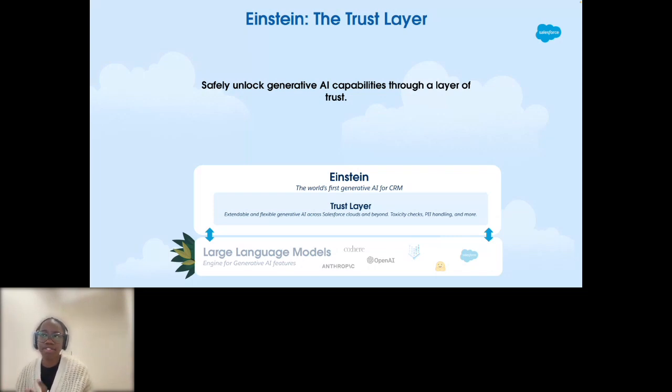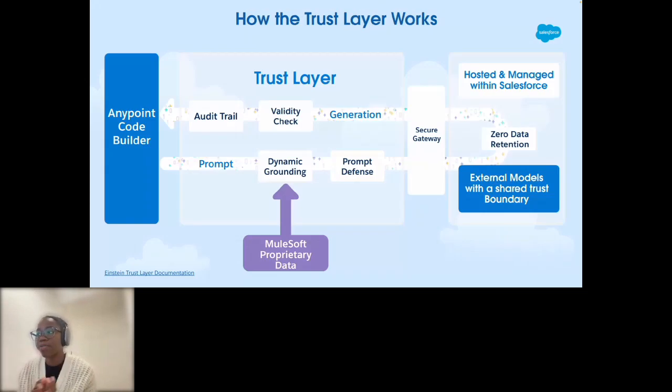To give a bit of insight into how the trust layer works, obviously it starts in Anypoint Code Builder, where the user is typing in the prompt or the user input that they want to generate. Once the user types in the prompt, we do some grounding using MuleSoft proprietary data. This gives the LLM the context it needs to generate more reliable, accurate responses.